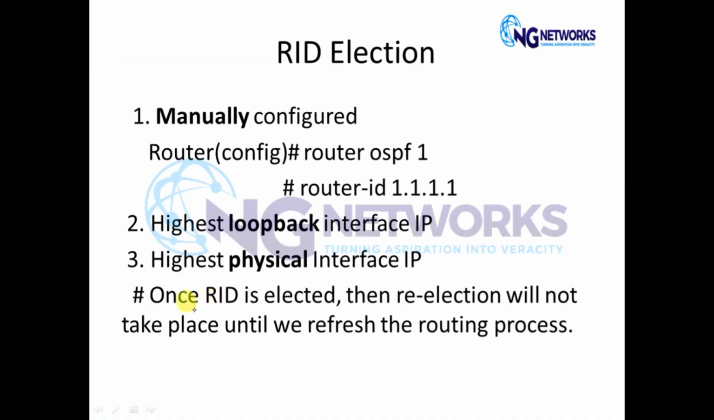Again, see the last statement, once the router ID is elected, then the re-election will not take place until we refresh the routing process. Means once the router ID is elected, even if a higher IP loopback comes onto the router, the router ID election will not take place. If you want to do the re-election of the router ID, then you have to clear the routing process, and only then will the router ID be elected again.